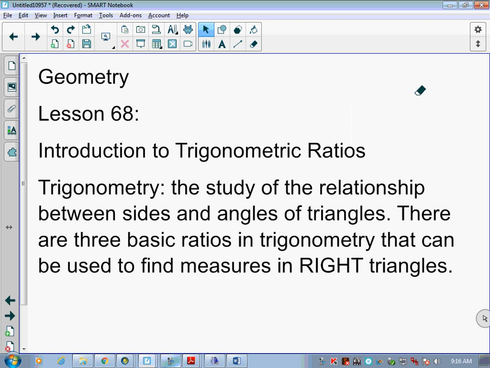All right, geometry, lesson 68, page 451. We're going to be talking about introduction to trigonometric ratios.